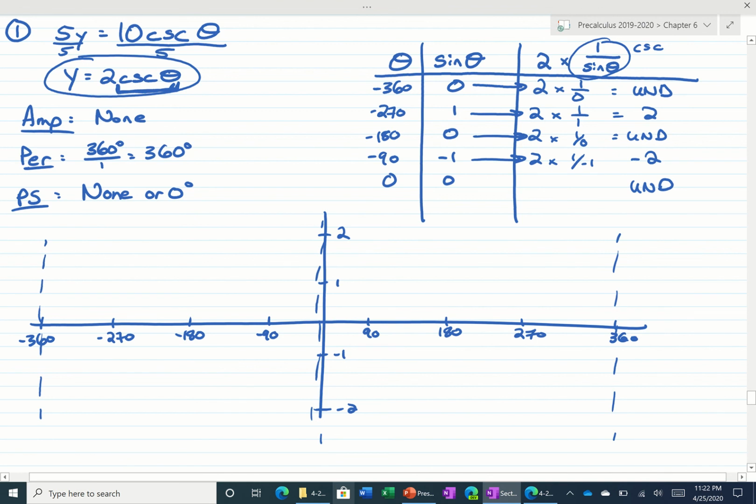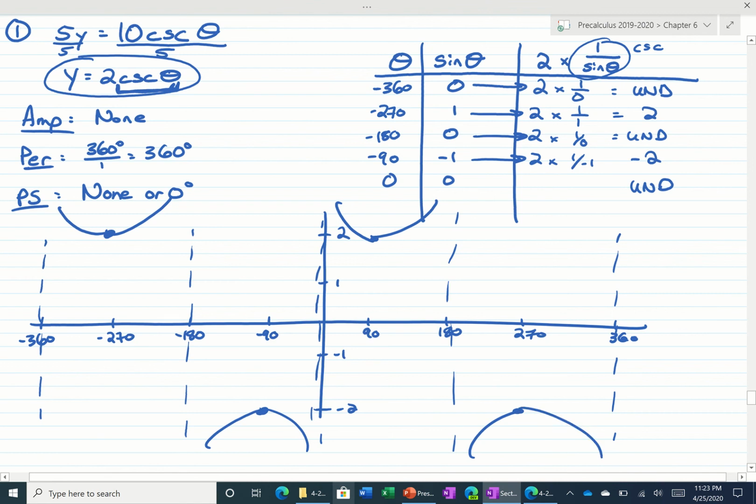And let's see here. At negative 270, it's 1. Negative 180, it's undefined. Or what did I do here? Negative 270, it's 2. All right. And then it's negative 2. So there's your graph. That's how you graph something tricky like that.